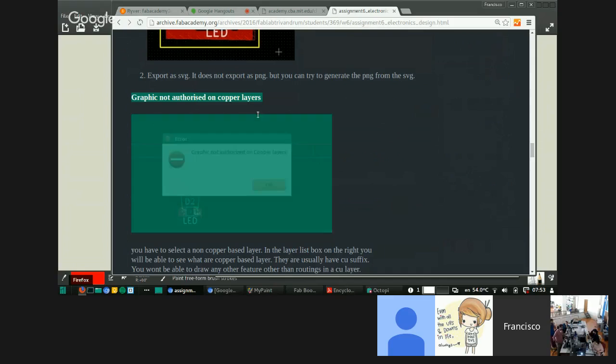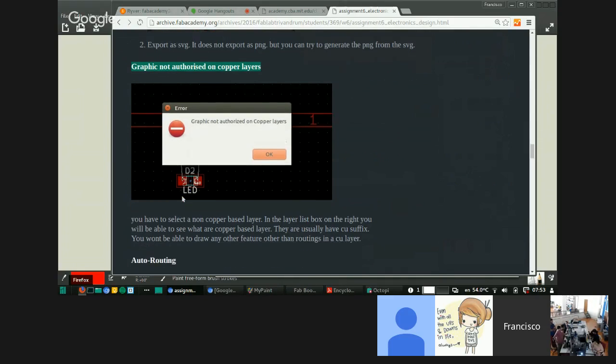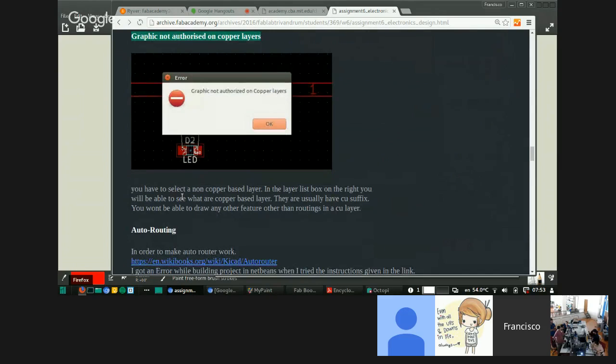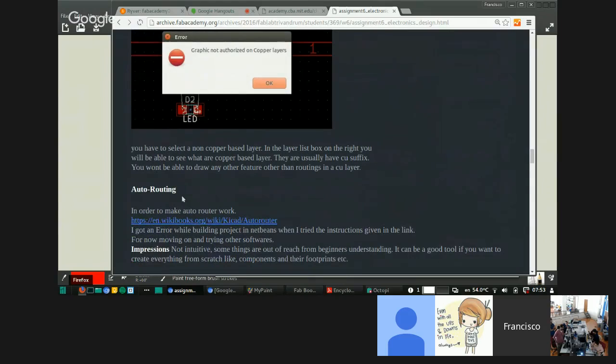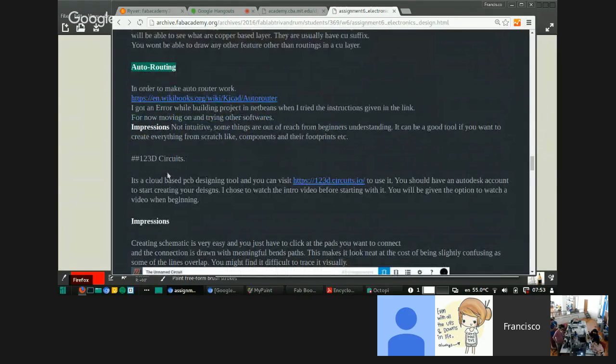What does it mean? What is that? Yeah, so that's an error which I encountered while I was trying to add some features. Okay. It doesn't do auto route? You have to download another software for that. It doesn't do auto route by itself.